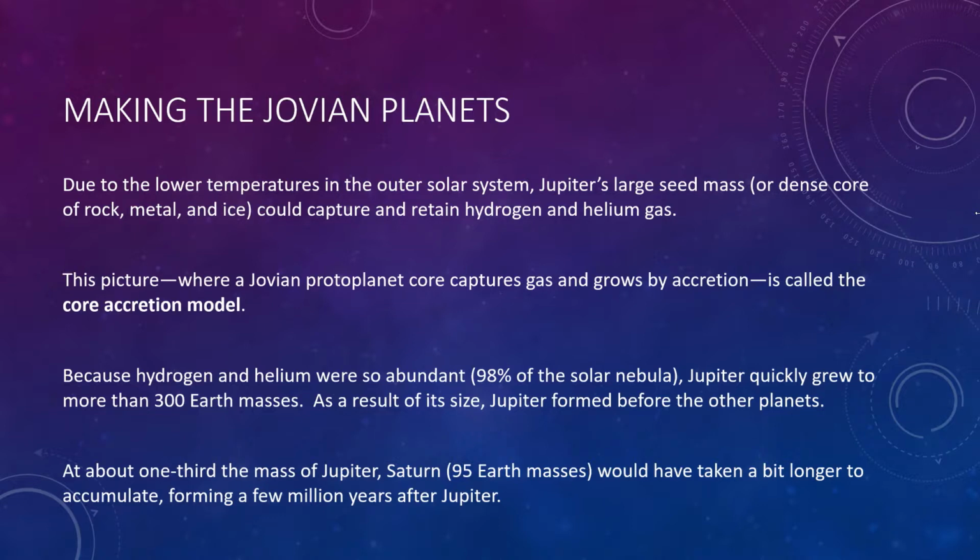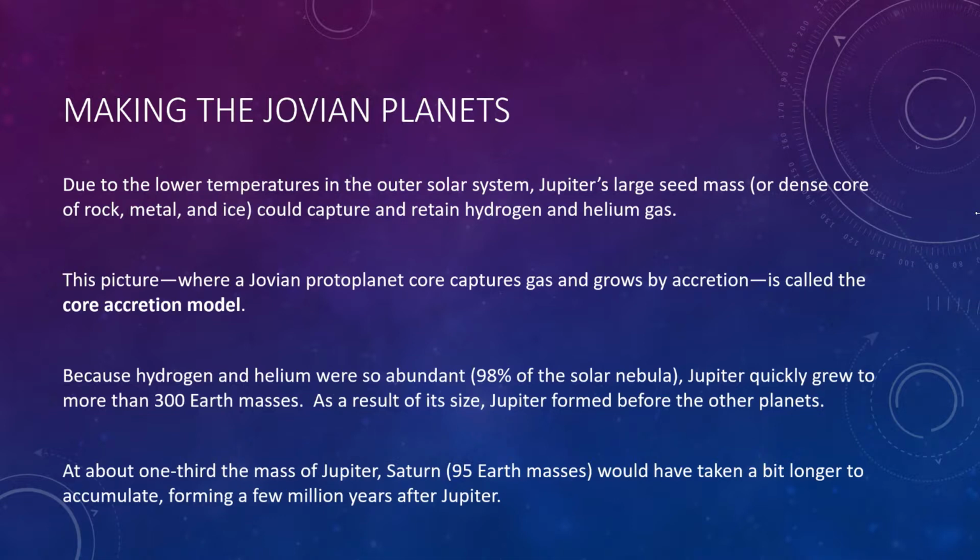As Jupiter grew, its gravitational pull increased, allowing it to capture more gases and grow even larger until most of the available gas in its region had been captured. Because hydrogen and helium were so abundant, again about 98% of the solar system's material, Jupiter quickly grew to be more than 300 Earth masses. Farther out in the solar nebula, Saturn would have gone through a similar process. About 1/3 of the mass of Jupiter, Saturn's 95 Earth masses would have taken longer to accumulate, forming a few million years after Jupiter.